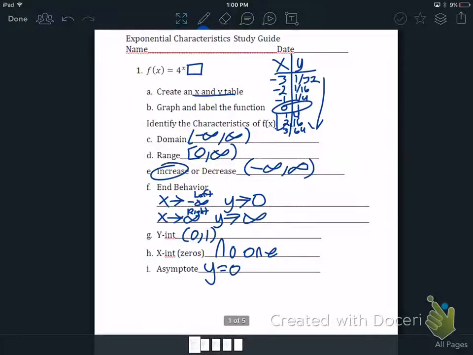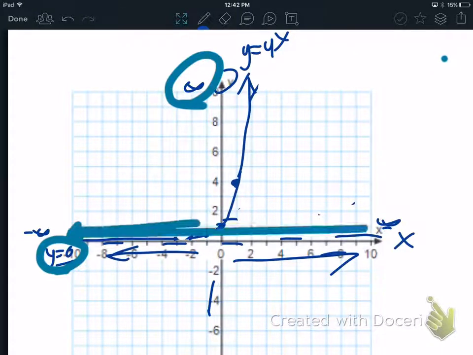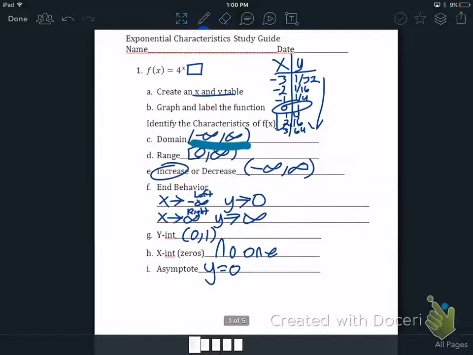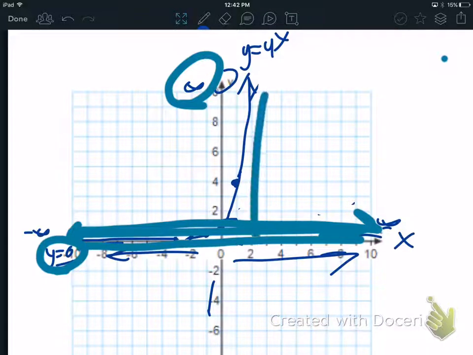Alright, so my domain is negative infinity to positive infinity. Forever to the left, forever to the right. As you see right here, my graph doesn't stop, so it goes forever to the left, forever to the right. Range is my y values. It starts at 0 and goes forever up.